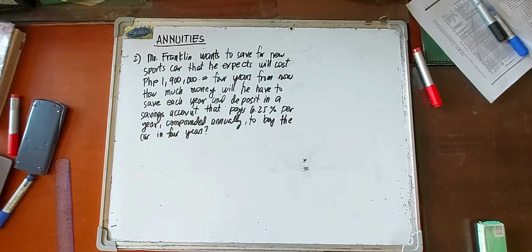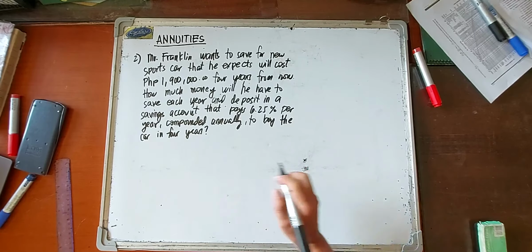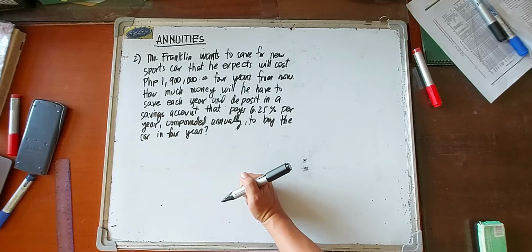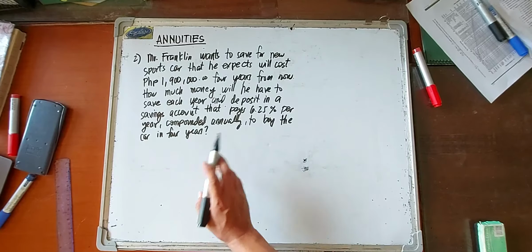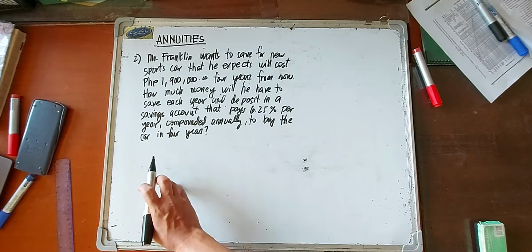Okay, next, second problem. Mr. Franklin wants to save for a new sports car that he expects will cost 1,900,000 in 4 years from now. Okay, how much money will he have to save each year and deposit in a savings account that pays 6.25% per year compounded annually to buy the car in 4 years?